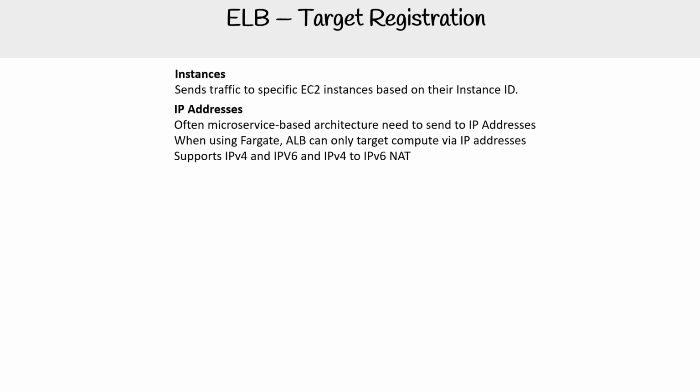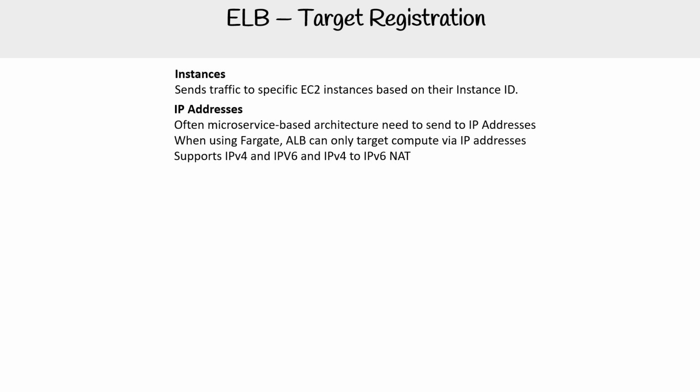You have IP addresses. You can point to a specific IP address. Often microservices, you're going to have to point to a specific IP address. It's just the way it works. So for example, if you use Fargate, ALB can only target compute via IP addresses for Fargate, okay? So that's just the way it works because Fargate will get a NIC and that'll have an IP address, and you can't just directly target the compute the same way like an EC2 instance.